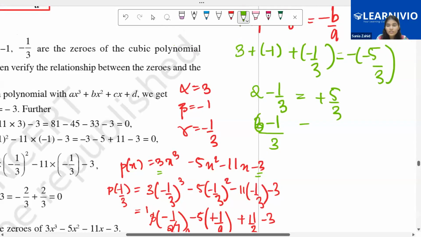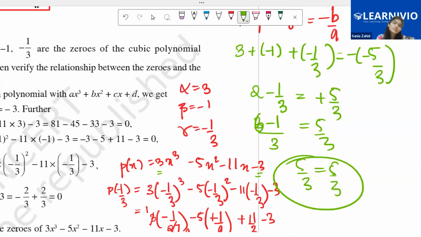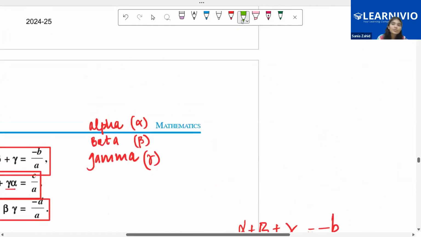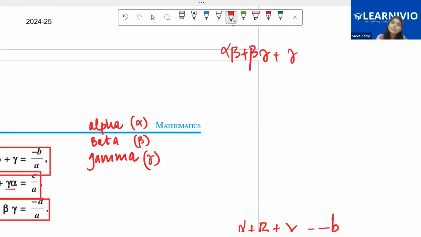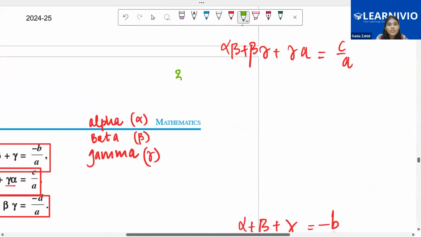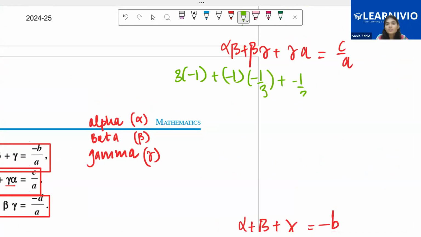6 minus 1 is 5/3. Yeah, you get 5/3. Then it was alpha into beta plus beta into gamma plus gamma into alpha. What is the formula for this? C over A. So alpha is 3, beta is -1 and gamma is -1/3. So 3 into -1 plus -1 into -1/3 plus -1/3 into 3 should give you C over A.